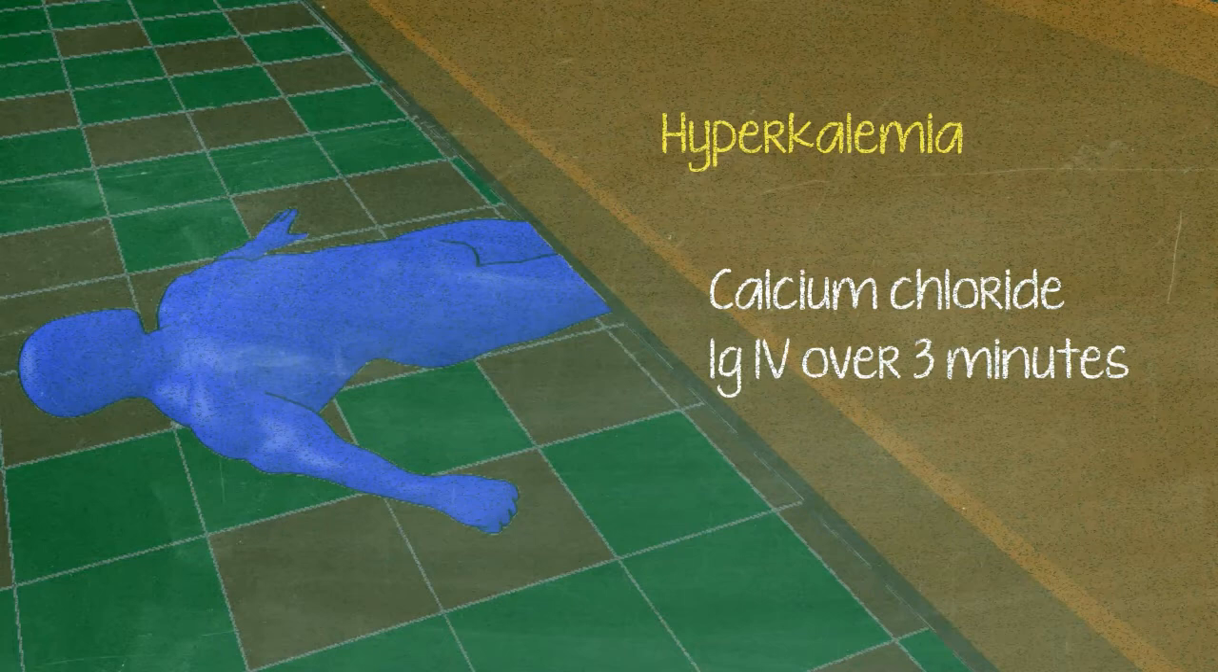Typically, calcium chloride is given 1 gram IV over 3 minutes. Calcium chloride should never be given IM or subcutaneously, and it's important to ensure the patency of the IV line to avoid extravasation and tissue necrosis.